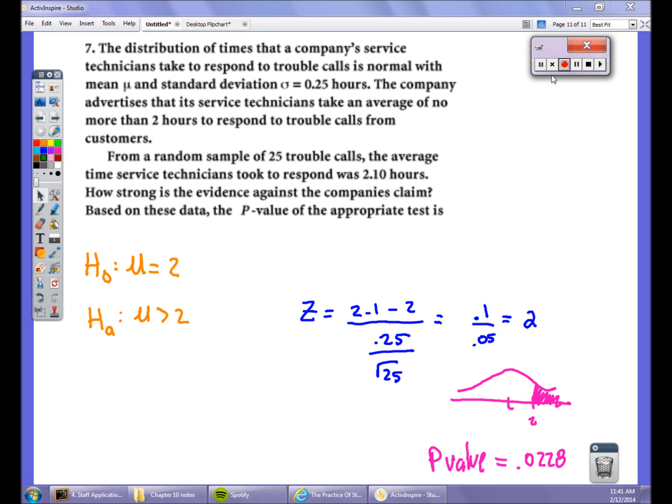Even though it wasn't asked here, I would reject the null hypothesis at the alpha level of 0.05. I do have significant evidence to suggest that the mean response time is more than 2 hours. So that is the full significance test, even though they only ask for the p-value. A little bonus for you.